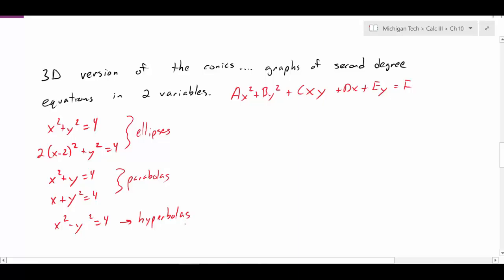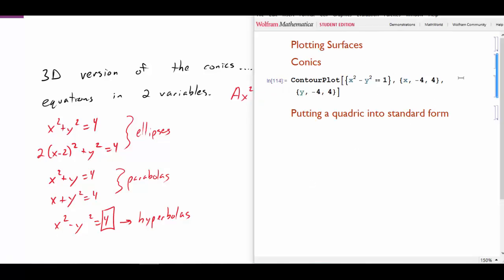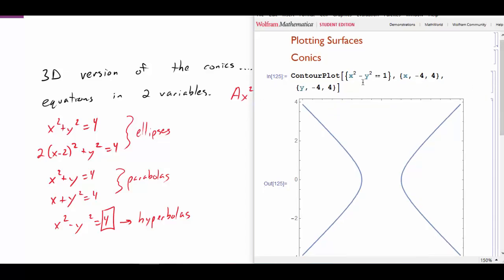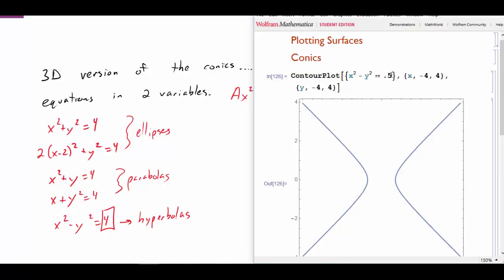And the one thing to remember about hyperbolas is that the value of this constant on the right hand side actually tells us a lot about the nature of the hyperbola. So I'm going to look at that real quick. Here, I can use contour plot instead of contour plot 3D to plot these curves. So I'm going to look at the graph of this hyperbola, x squared minus y squared equals 1, and just play with this value of 1 a little bit. If I make this value a little bit smaller, say half, you can see how that hyperbola is changing. I'll make it even smaller.